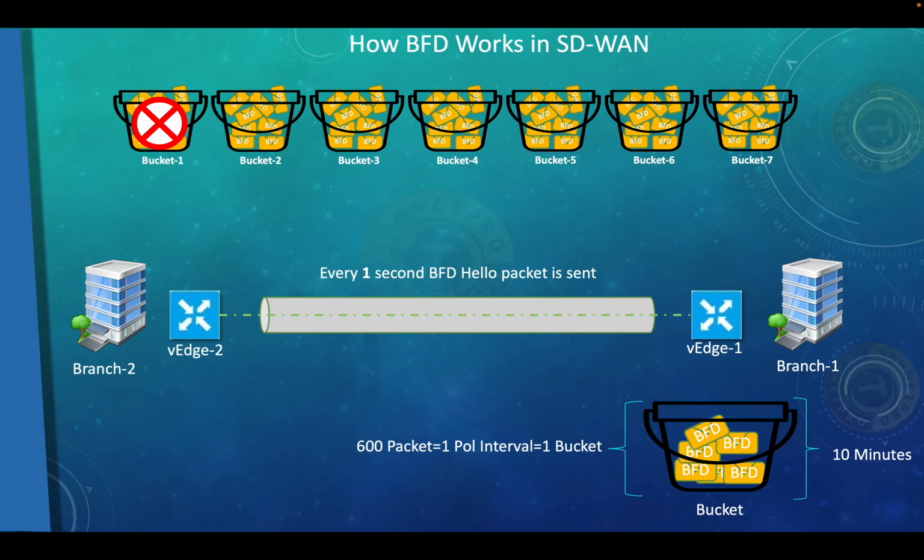Now this is the default configuration in the SDWAN infrastructure. You can customize it as per your requirement. If you require more real-time behavior, you can customize it and work with 4 buckets or 5 buckets. And if your application is not that sensitive, you can also work with more buckets, right? So it's a customizable option.